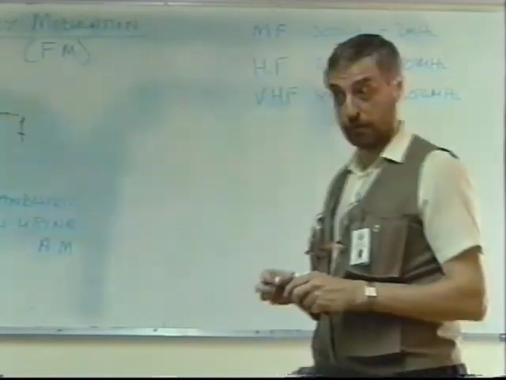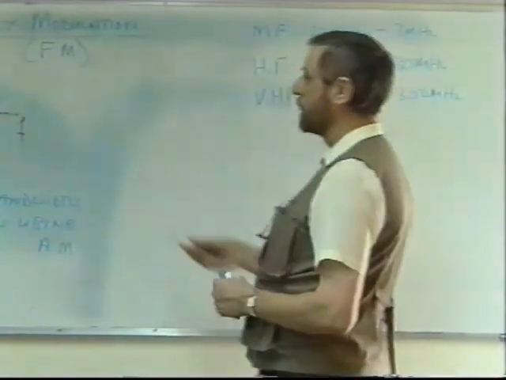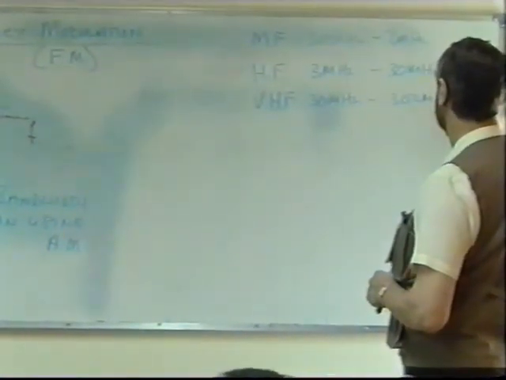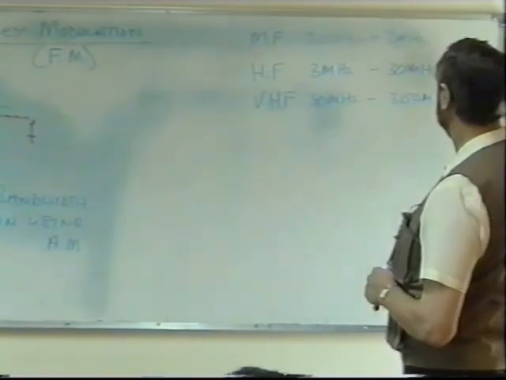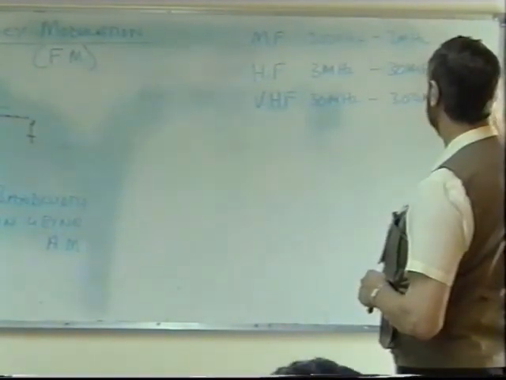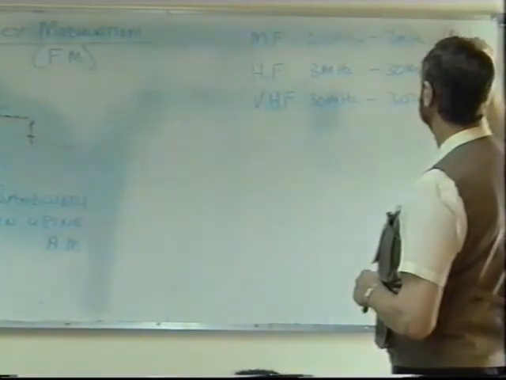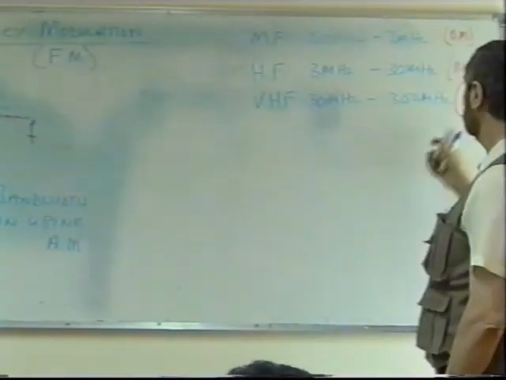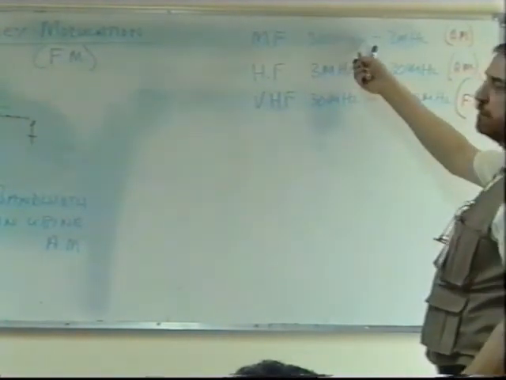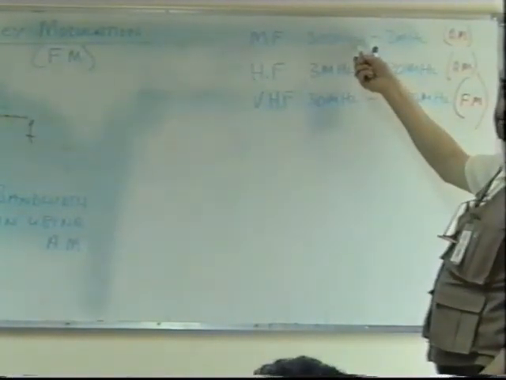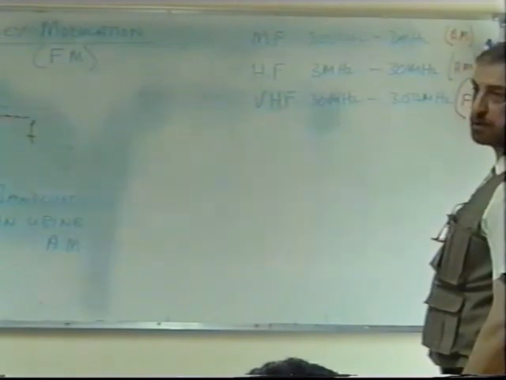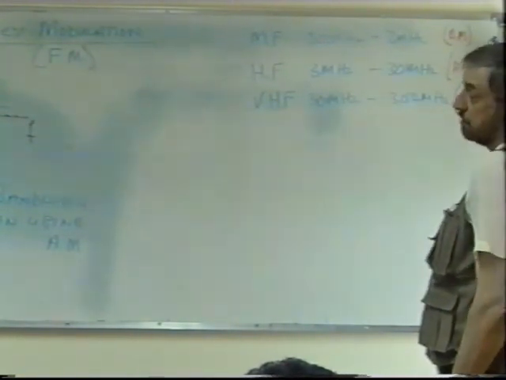Let me tell you first of all that FM, frequency modulation, is mainly used, out of these three bands, here. Whereas in these two bands the modulation would probably be AM. The next question is why? Why would they use FM here, and why don't they use FM here or here? There's a bigger bandwidth with an FM signal than there is with an AM signal for a given type of modulation.